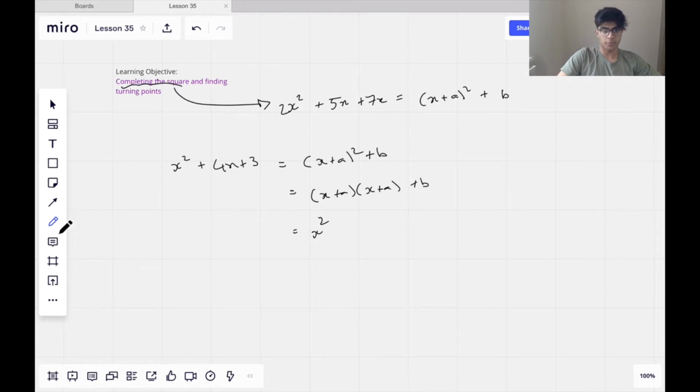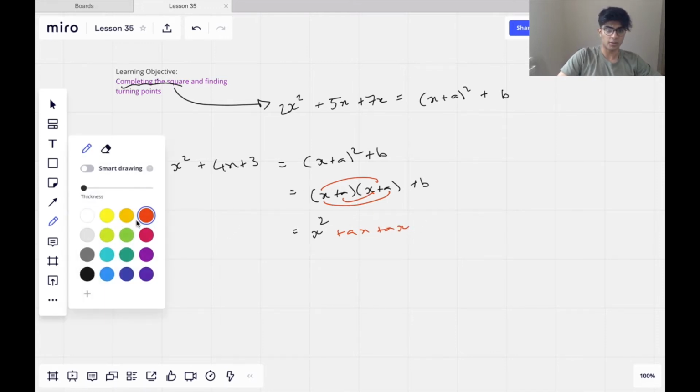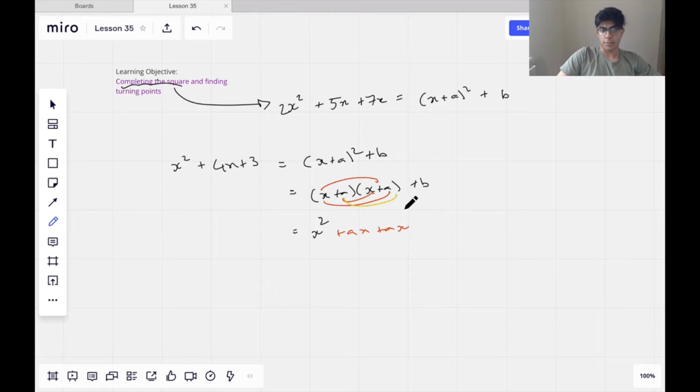If we do this slowly, it comes out x times x, and then x times a, so plus ax, and then x times a again, so another ax, and then we've got a times a, plus a squared, and then we've got the b, right? So we can rewrite this as x squared plus 2ax plus a squared plus b.